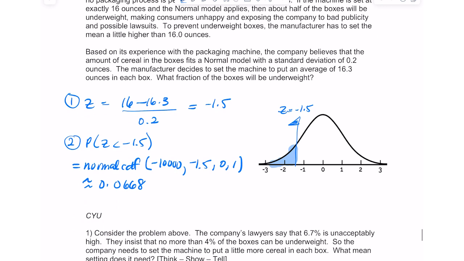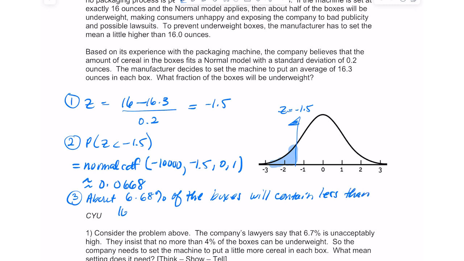So what that means, if we were to write that out in words, is about 6.68% of the boxes will contain less than 16 ounces of cereal.